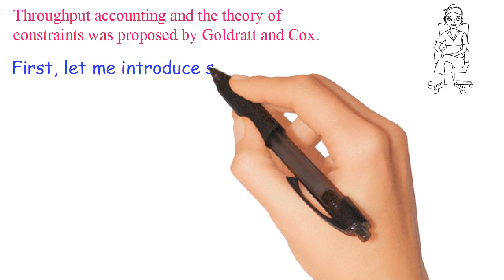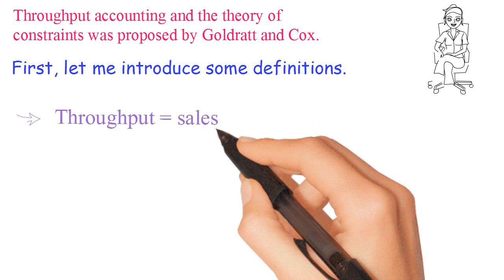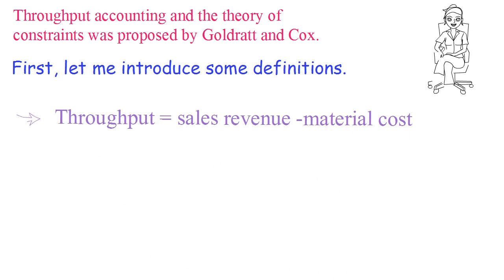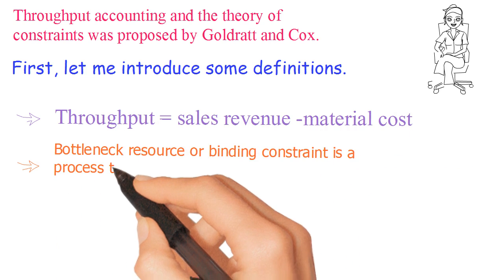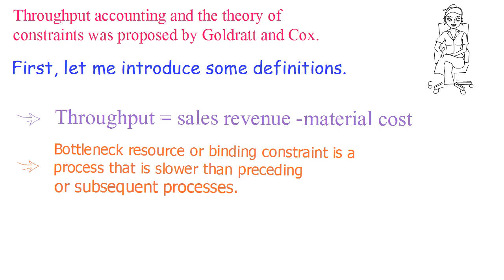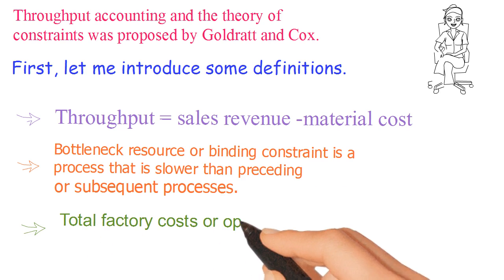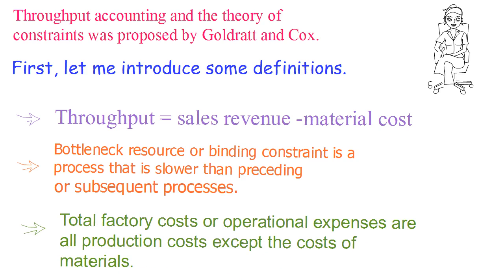First, let me introduce some definitions. Throughput equals sales revenue less material cost. Bottleneck resource or binding constraint is a process that is slower than preceding or subsequent processes. Total factory costs or operational expenses are all production costs except the costs of materials.